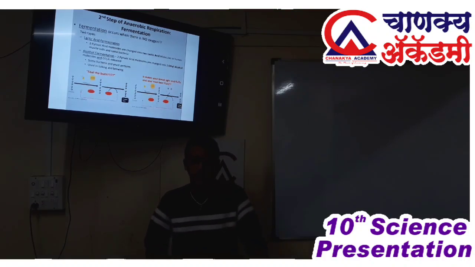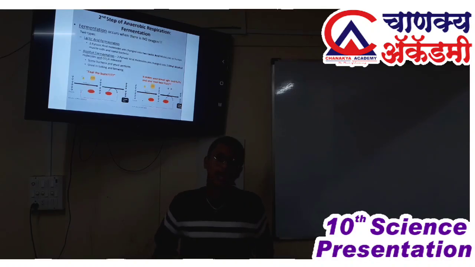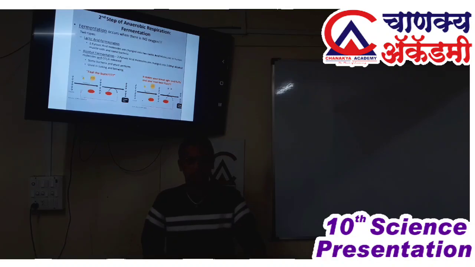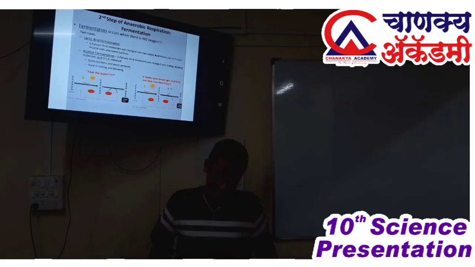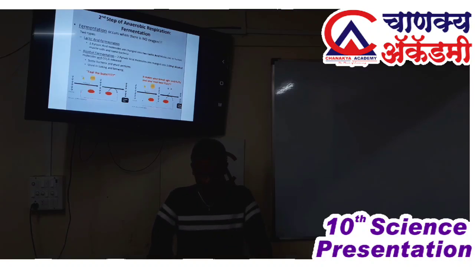The two pyruvic acid molecules are changed into two lactic acid molecules in human muscle cells and some bacteria. In alcohol fermentation, the two pyruvic acid molecules are changed into two ethyl alcohol molecules and CO2 is released. Some bacteria and yeast perform fermentation, and fermentation occurs in baking and brewing.